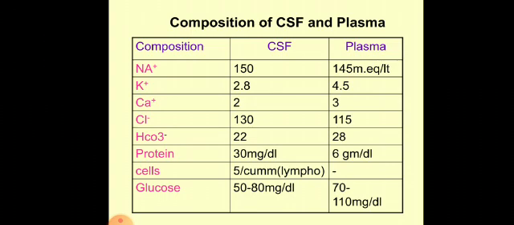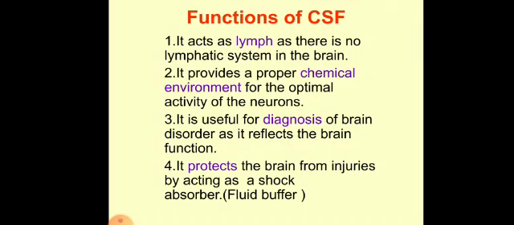For the protein composition, you can see a huge difference between the CSF and the plasma. CSF has much less protein content, and plasma has 6 gram per dl. Then glucose, if you look at it, is almost the same. In CSF, the glucose is around 50 to 80 milligram per dl, and in plasma it is 70 to 110 milligram per dl.